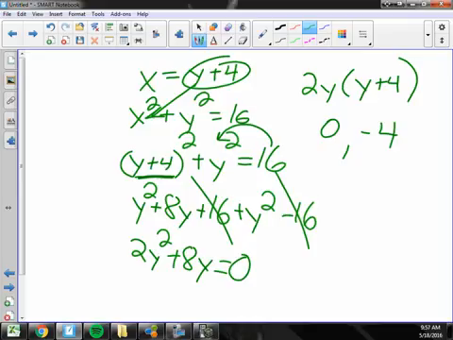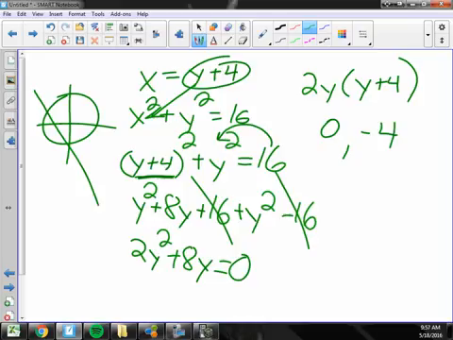You could have put it in your calculator and then you would have gotten a circle and a line that looks like this. And you just need the y value. You'd have to find both intersections and then the y values of those intersections.